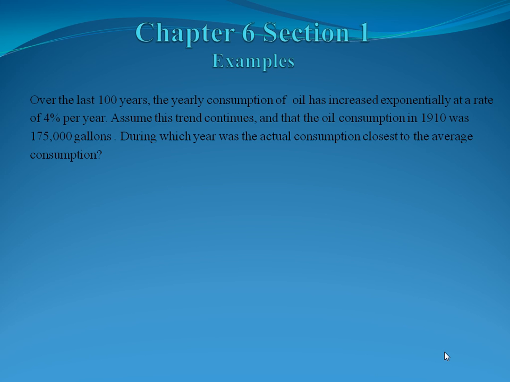So the first thing we want to do is calculate the average value over the last 100 years. That looks like this. So our interval, again, is from 0 to 100. Our initial amount is 175,000. And the rest of our equation is e to the 0.04t, because again, this is an exponentially increasing function. We remember to divide by the length of the interval, and we get that the average consumption was 2,344,919.